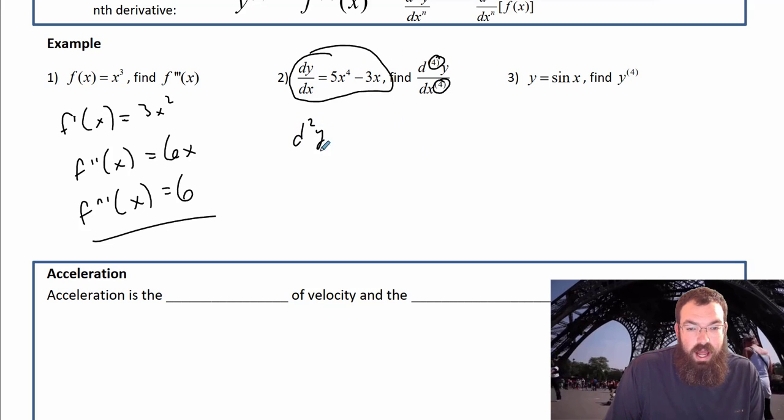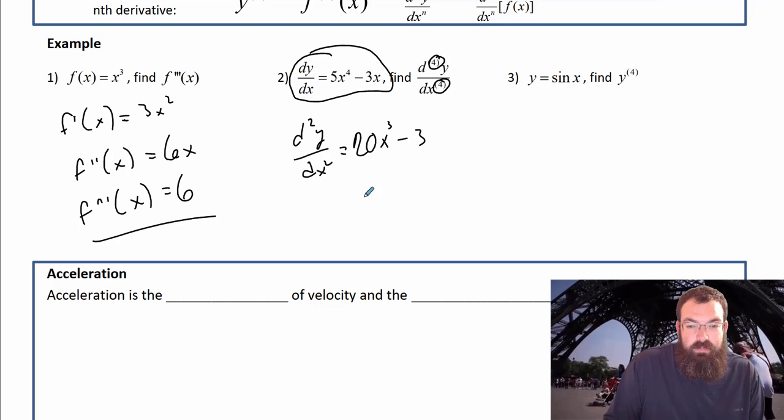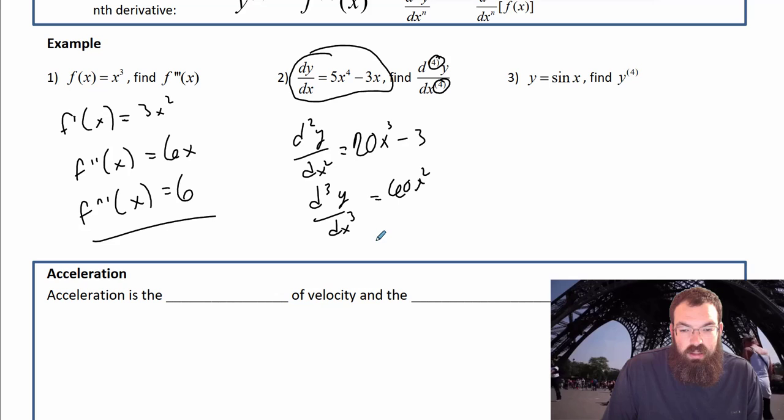So d squared y over dx squared is 20x to the 3 minus 3, and then d to the third y over dx to the third is 60x squared, and then d to the 4 y over dx to the 4 is 120x.